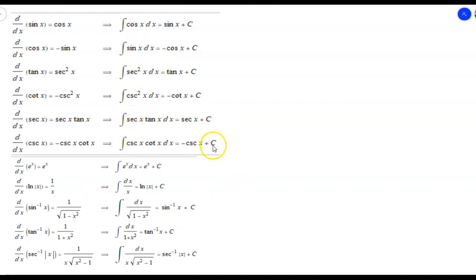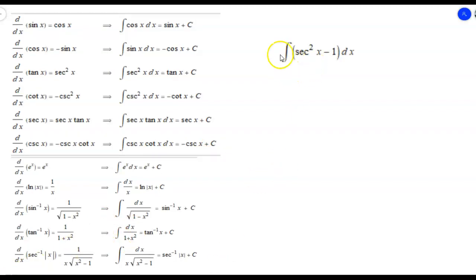All right, let's take a look at another example of finding the antiderivative of a function. Okay, here I have the integral of secant squared of x minus 1 dx. So first thing I'm going to do is use that sum rule just to break this up into two different functions. So I'm going to have the antiderivative of secant squared of x. Don't forget to put the little dx. You always need those at the end of the integrals, both definite and indefinite. And then we're going to do minus 1 dx.